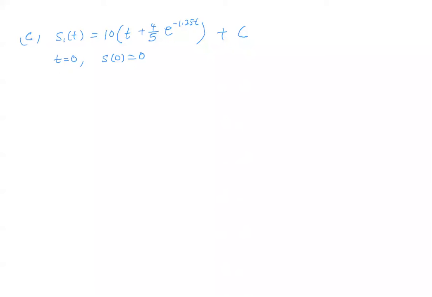Okay, so it will be 0 equal to 10 times 0 plus 4 over 5 e to the power 0 plus c. So 0 equal to 10 times 4 over 5 plus c. So your c is equal to -8. Yep, that is how you go.